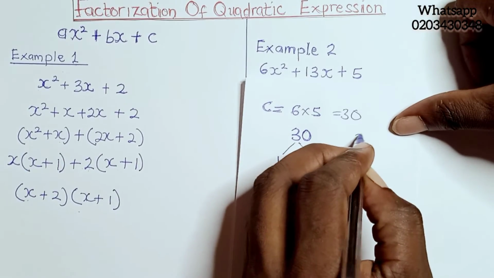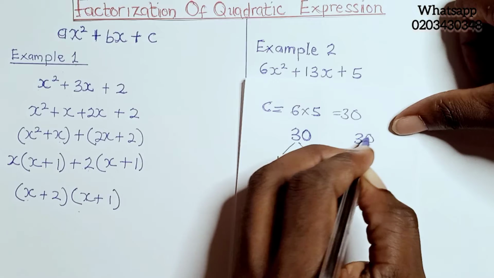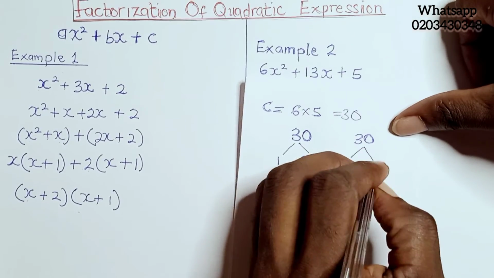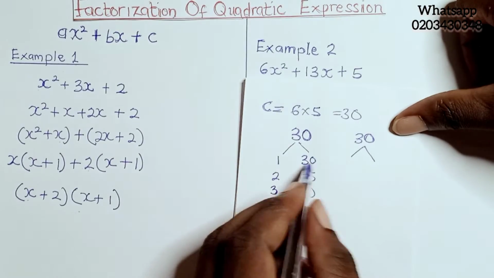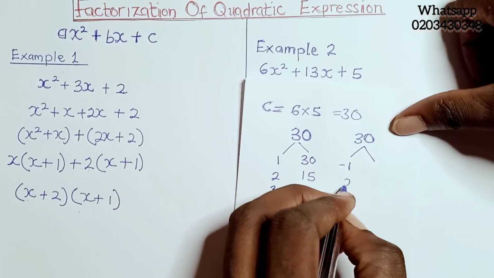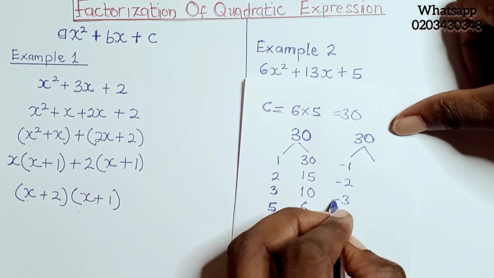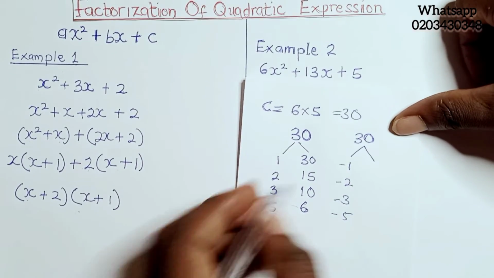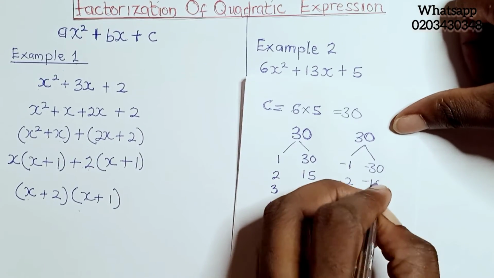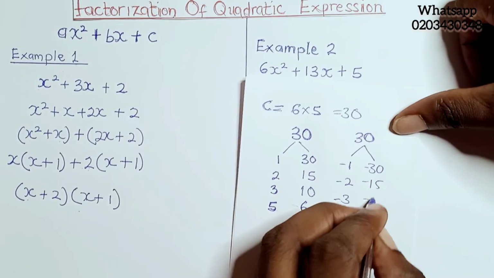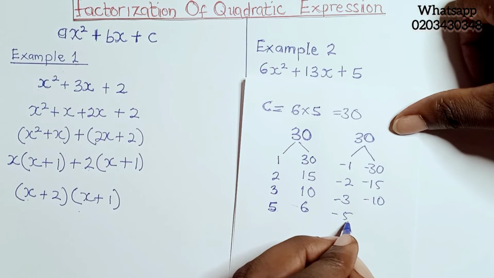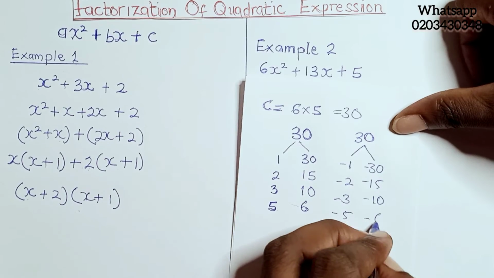So the negative factors are those that, when you multiply or divide into 30, you get positive 30. So we just have to negate all these: negative 1, 2, 3, 5, 30, 15, then we have 6.